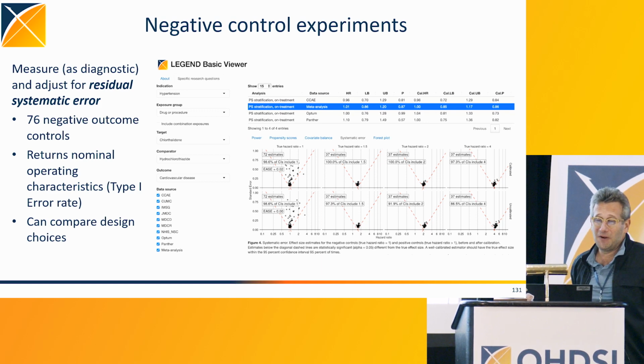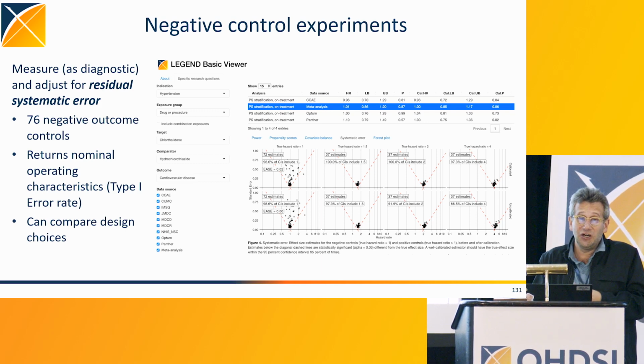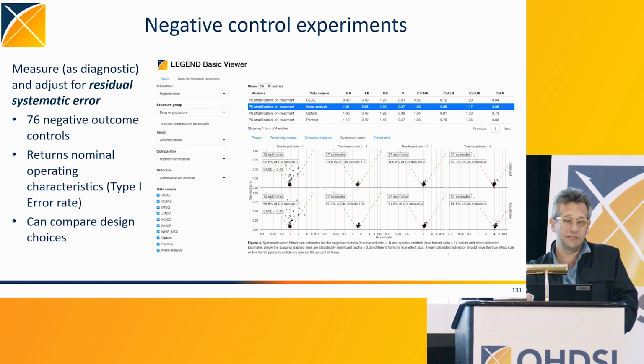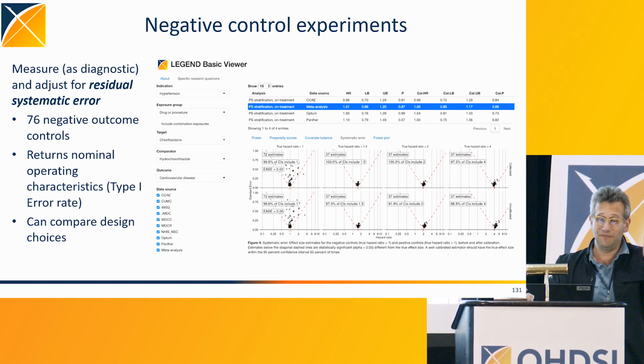Not only are we going to run this experiment for our outcome of interest, but we also need to report the results that we got from all of our negative control experiments. The negative control experiments allow you to measure as a diagnostic, for example, the EASE, and then later adjust for the residual systematic error that's inherent in any observational study. Particularly in LEGEND hypertension, we used a set of about 75 different negative controls. And the best practice design that we set up ahead of time, even without adjusting for the residual systematic error, showed very little bias. So it's a good head-to-head comparison in this case.